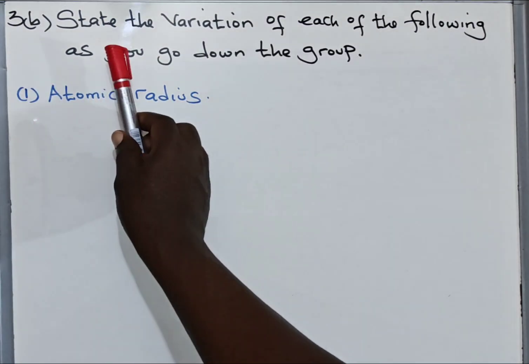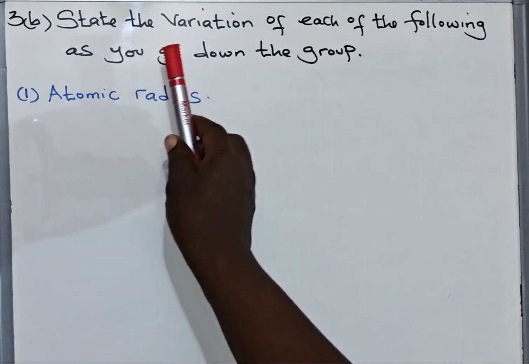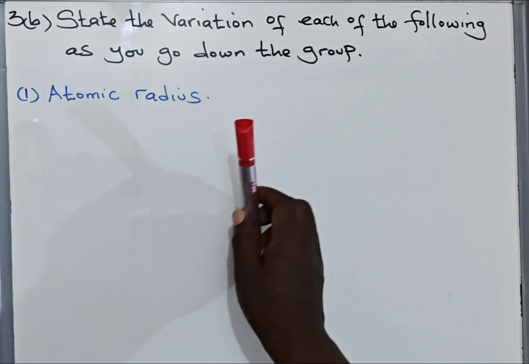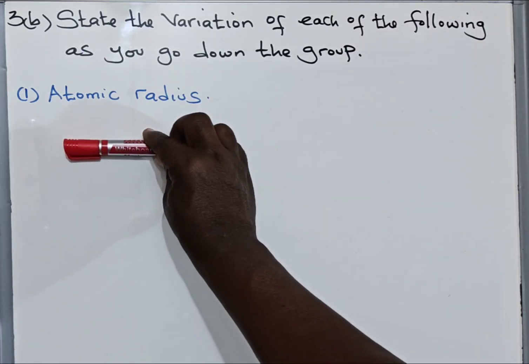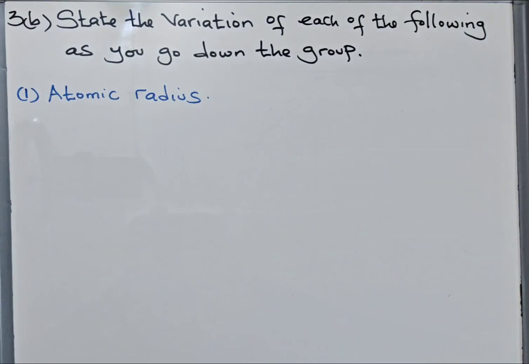So we come to this one. It says that state the variation of each of the following as you go down the group. The first one is atomic radius. What happens to atomic radius as you go down a group? Answer is it increases. You have to remember that atomic radius is the measure of the size of the atom. Actually, we use atomic radius to tell whether the atom is big or small. So generally, as you go down the group, the size of the atoms increase.